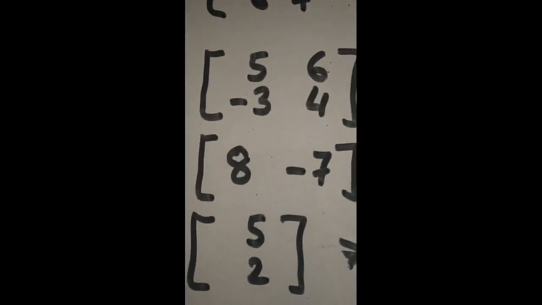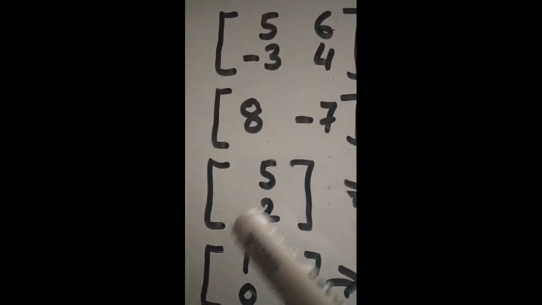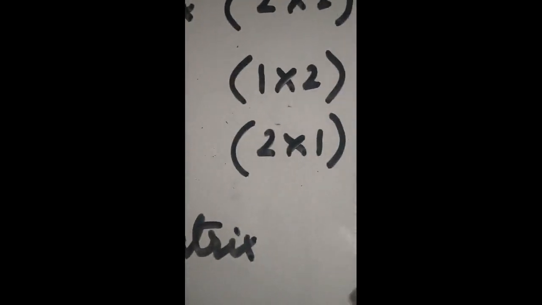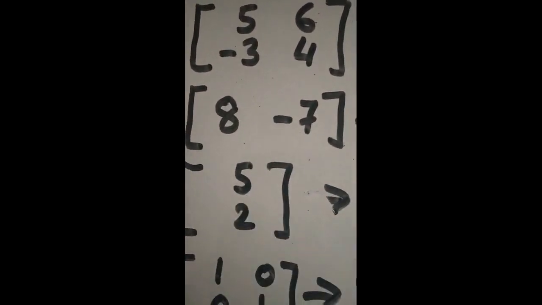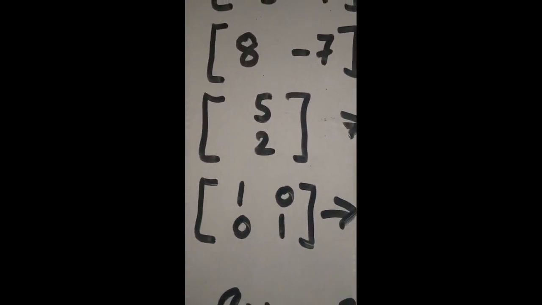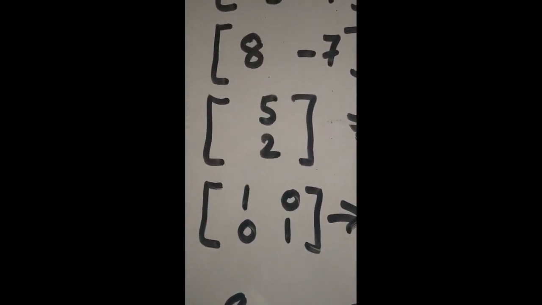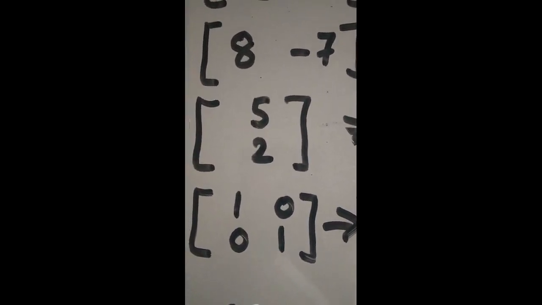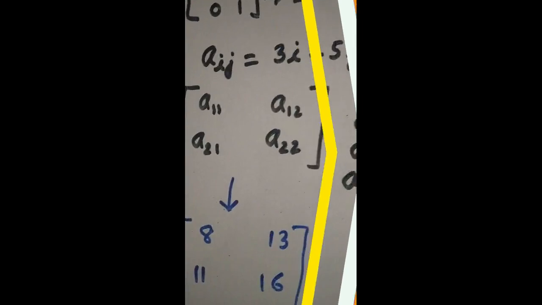Then we have the next one. If you see this one, it has only one column. So it will be called a column matrix, and the order will be 2 into 1 because there are two rows shown. Then we have another matrix. It is a square matrix, and the diagonal numbers will always be 1 and the other numbers will be 0. Then it is called an identity or unit matrix.